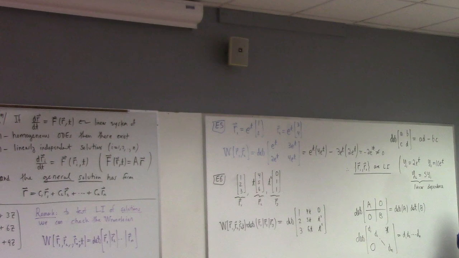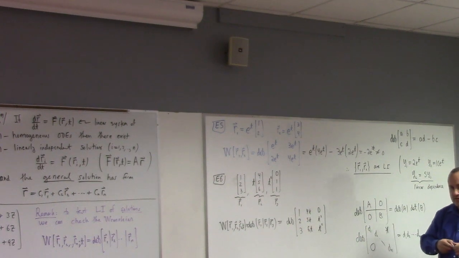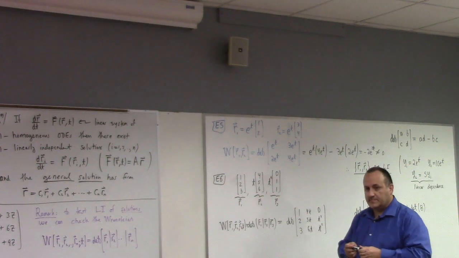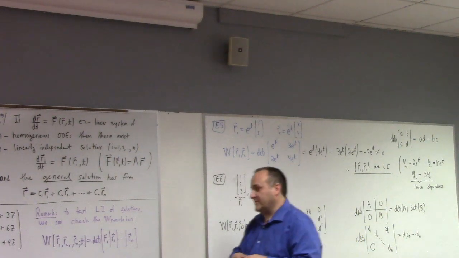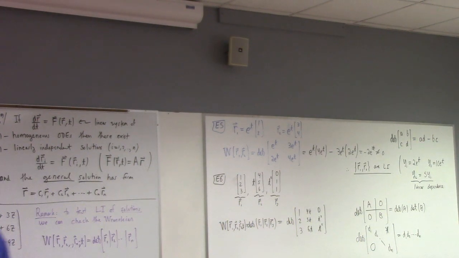Because in general, for an n by n matrix, the computation of the determinant goes like n factorial. It's an exclamation point. You should say it out loud.